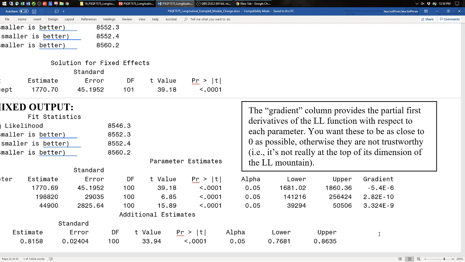Yeah, it's an index of parameter quality. It's the partial first derivative for that parameter. So you want it to be as close to 0 as possible, meaning it's really at the maximum value. The slope at the maximum is what this is printing. So this is all good, meaning that it's 0 to several decimal places.